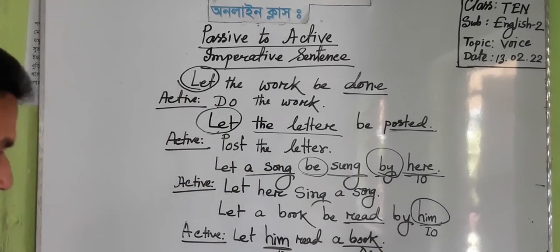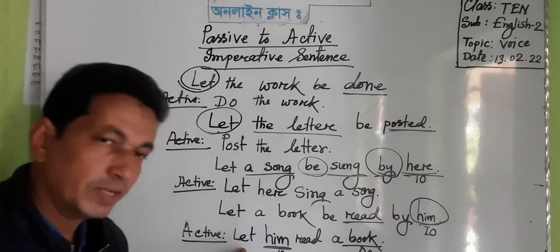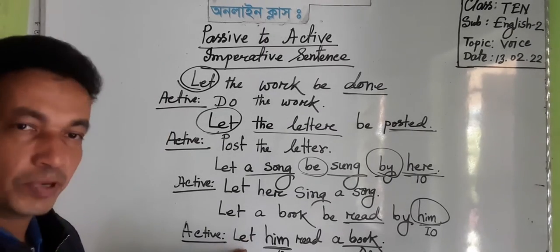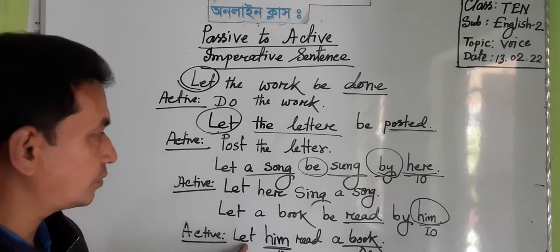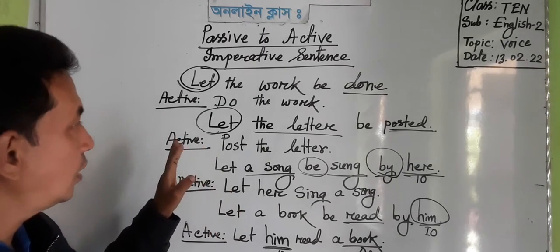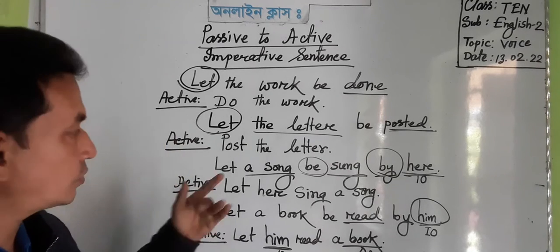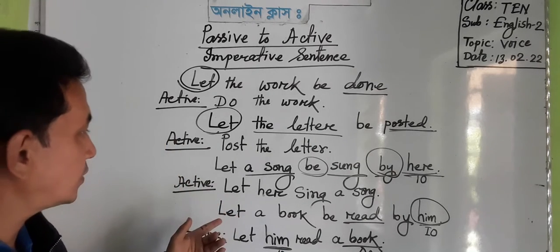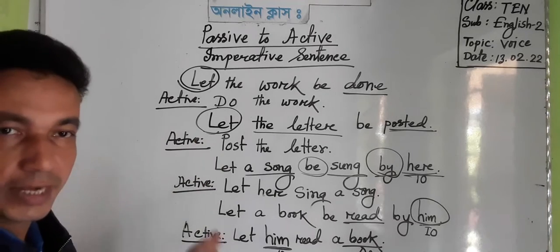So the sentence will be started in active voice with let. Let will not be omitted here. Okay, dear students, this is the second rule of imperative sentences from passive to active.